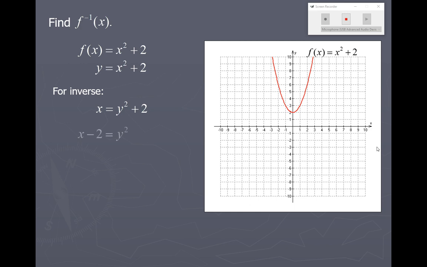So I bring the 2 over. Here in this particular version of the algebra, I wanted to solve on the left, so I exchanged the two sides of the equation. Totally allowed. It's not an algebraic move maybe you've seen a lot of, but it makes things a little bit easier to go, well, if x minus 2 is y squared, then y squared is x minus 2. I'm just writing that in the order that I prefer.